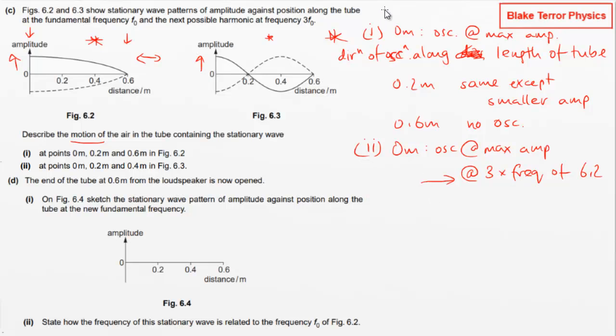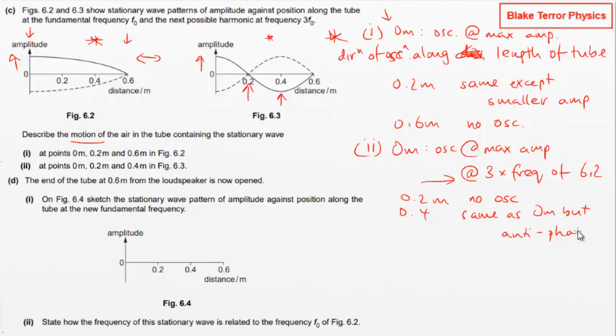You can write out the same stuff again, or just say it's the same as 0 meters for 6.2 plus it's got this additional increase in frequency. Right, at 0.2 meters, that's where we're going to be getting no oscillation because we've got a node here. And then at 0.4, now they've changed. Right, so at 0.4 meters, that is going to be same as 0 meters, but anti-phase.